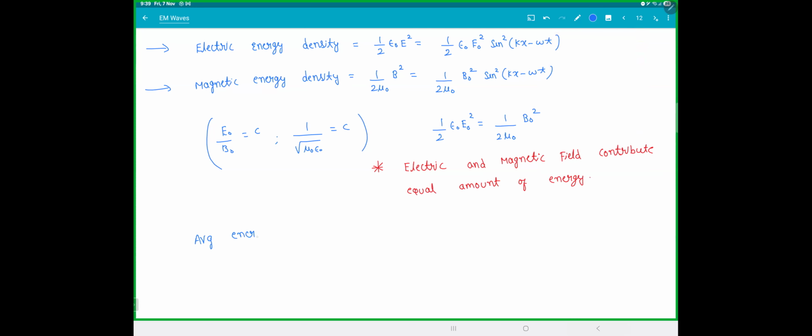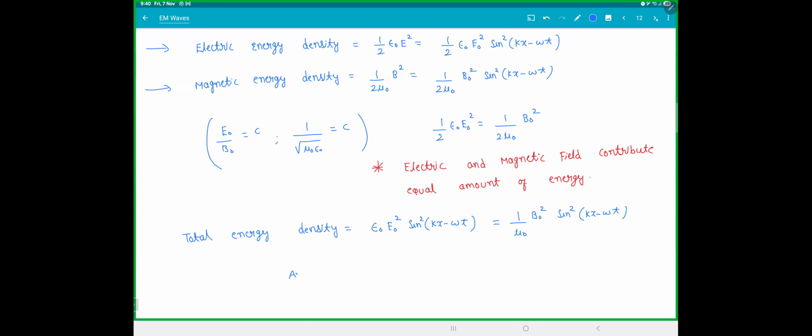To the average energy density, we have to add both of them. Since both are equal, I can write this thing as epsilon E naught square sine square kx minus omega t, or 1 by mu naught B naught square sine square. Basically, the 2 goes off. This is energy density, total energy density.